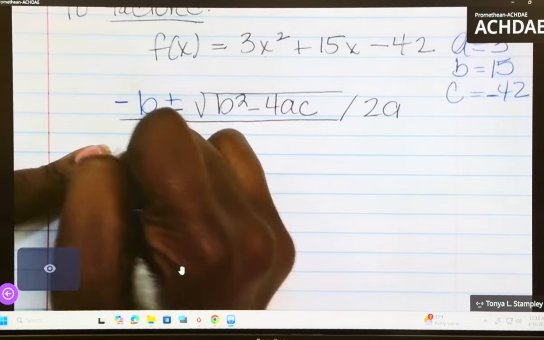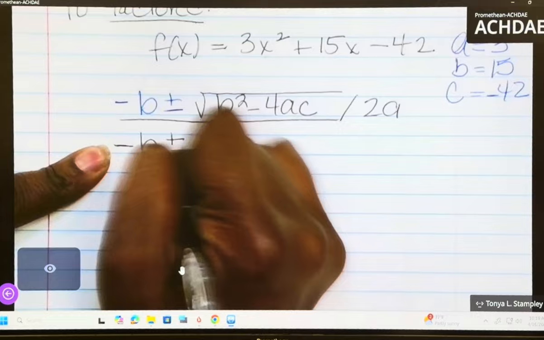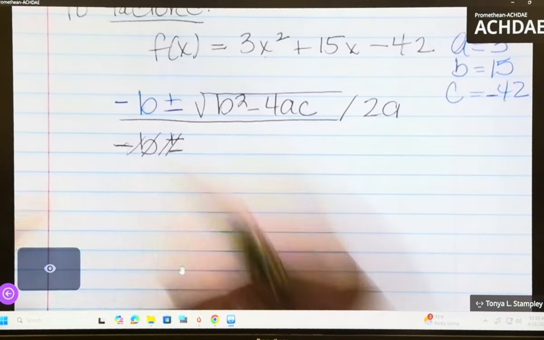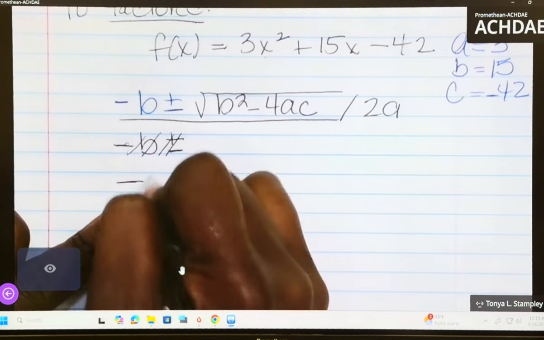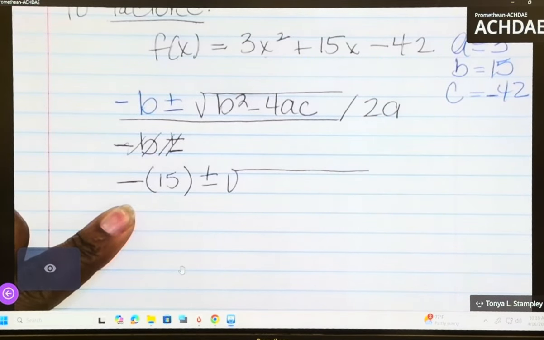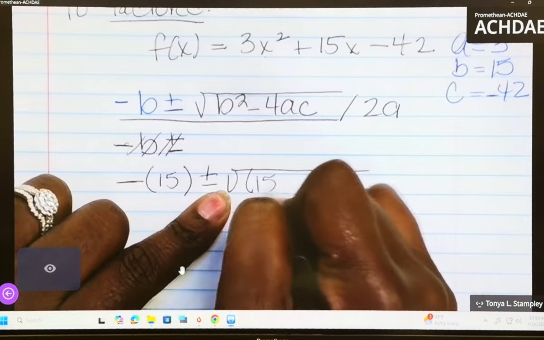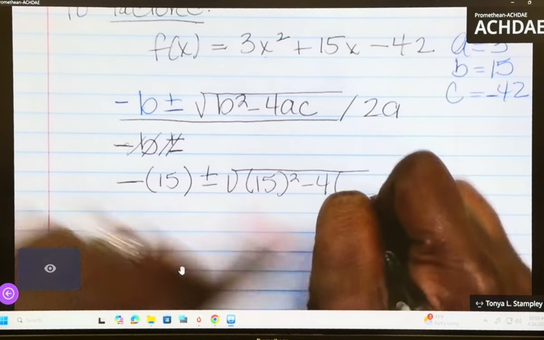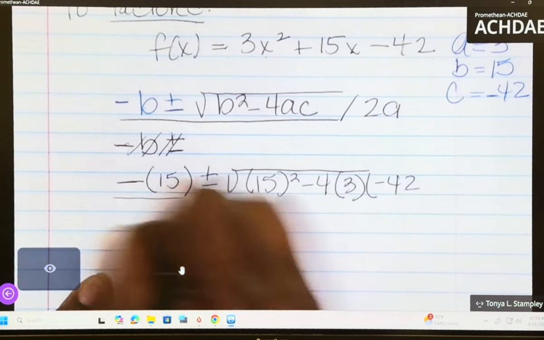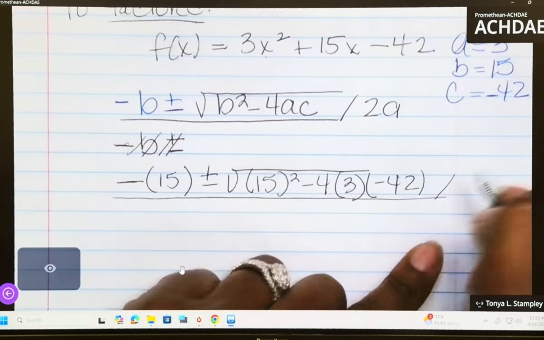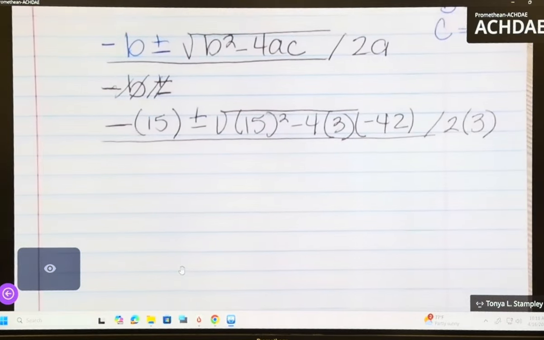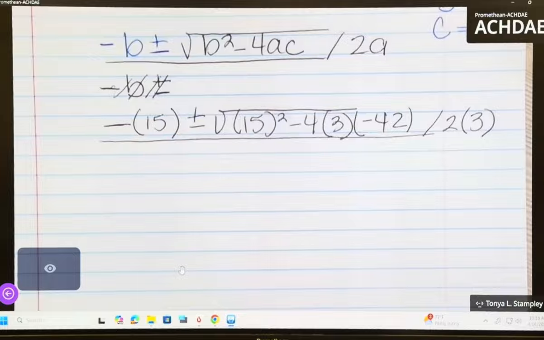All right. So now I got what? Negative B plus or minus. Sorry, let me just plug it in. Negative, and then what is my B? 15 plus or minus the square root of 15 squared minus 4 times 3 times negative 42, all of that over 2 times 3. Any questions on that part? Did we all make it to this point?